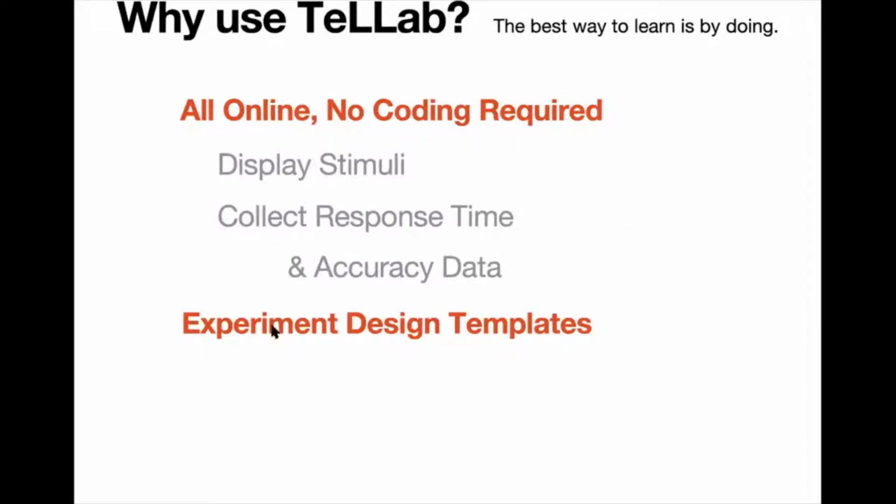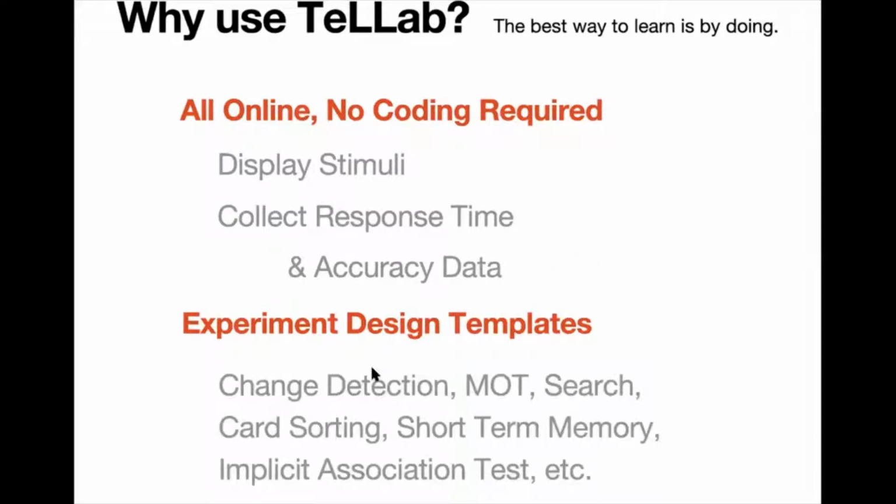And I'll refer to these as experiment design templates. They basically let you quickly build any number of different types of experimental trials. And some of them will let you build an entire experiment just by entering stimuli. So we've got a few use cases for that, and I'll walk through a couple of them. And some examples of the design templates: we've got a way to quickly make change detection trials, multiple object tracking trials, visual search. We've got card sorting for doing rankings, short-term memory experiments. We've got a wizard that'll build an implicit association test and several others as well.